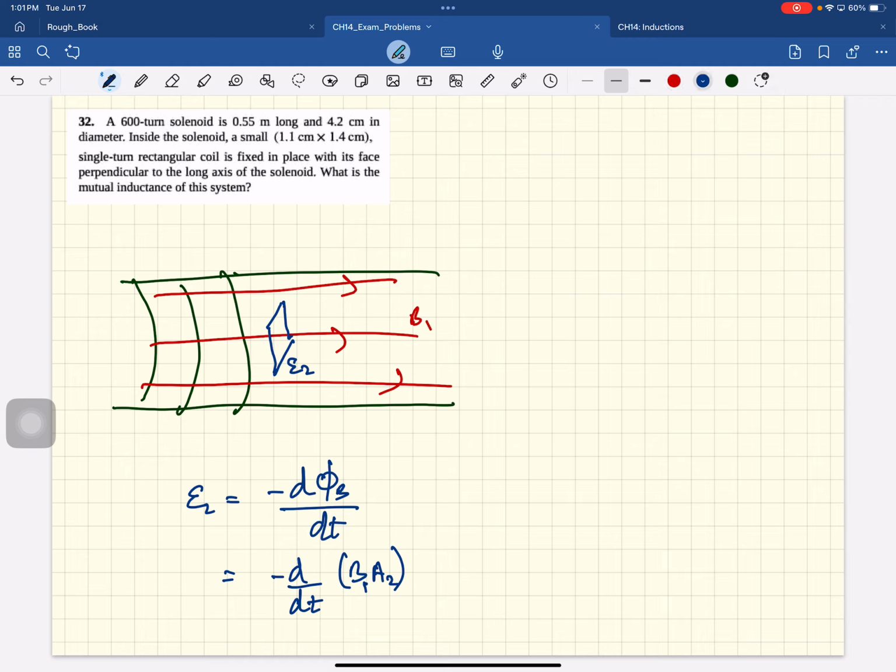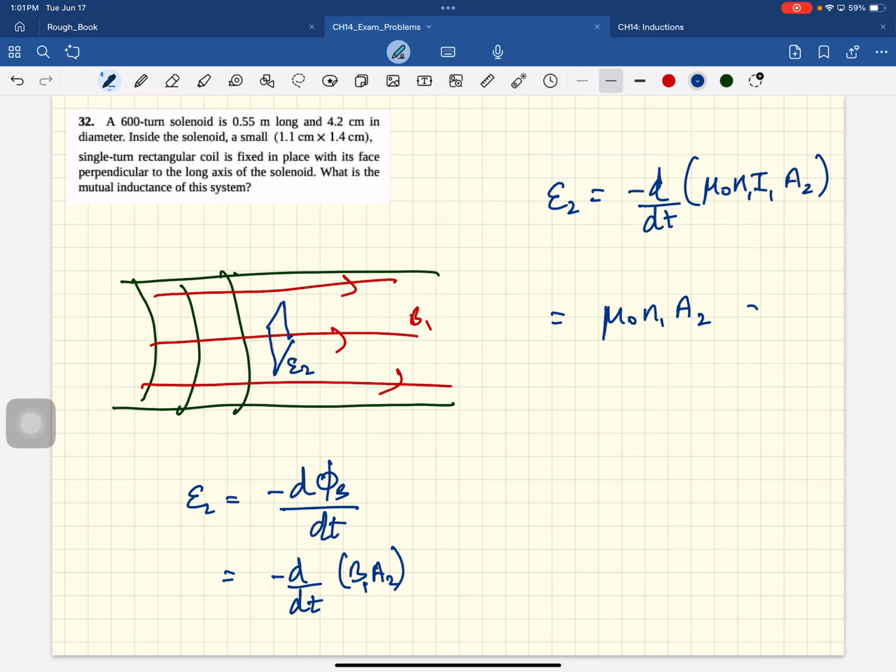All right, so E2 is, and what is B1? B1 is mu naught N I1 times A2. So mu naught N, we'll call it N1 actually, where N1 is the number of turns in coil 1, times A2 times di1 by dt.